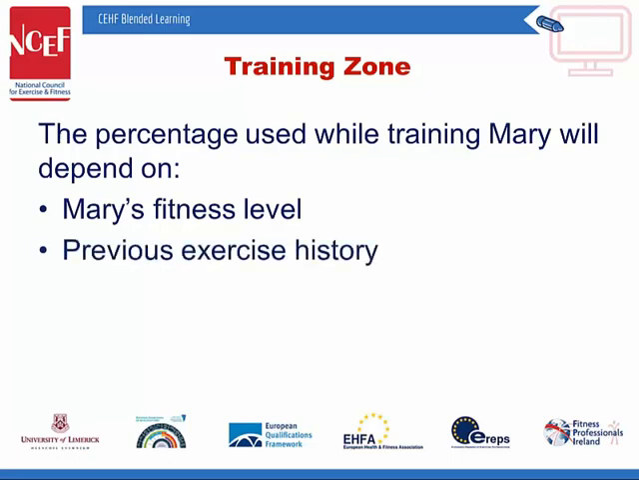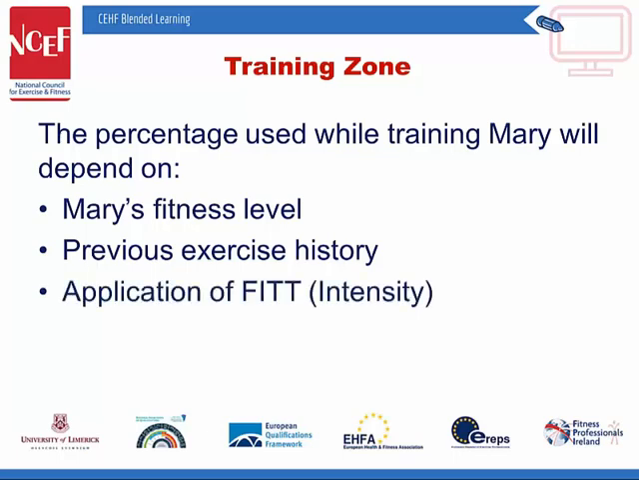Her previous exercise history will determine where we start Mary in terms of training zones. So if Mary has been doing quite a lot of cardiorespiratory endurance work, maybe running, cycling, swimming, circuit training, whatever, we might decide to start Mary off at maybe 75% of Mary's training zone and see how she gets on. In the application of FIT, we would use the training zone in terms of intensity.